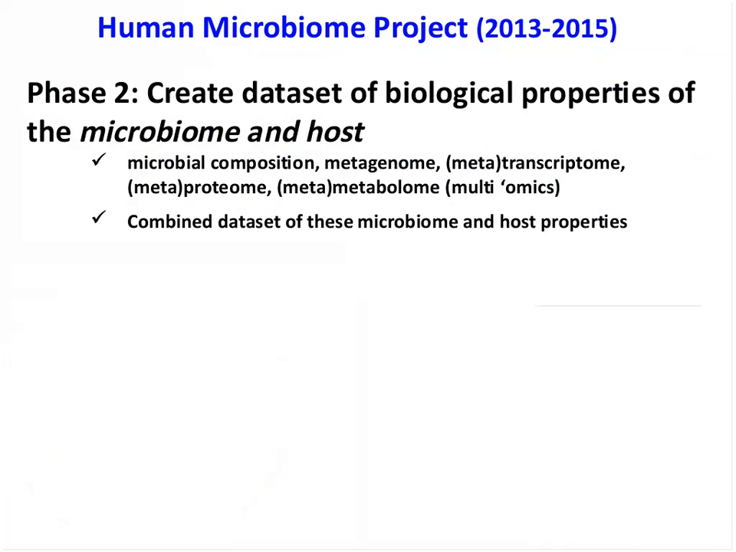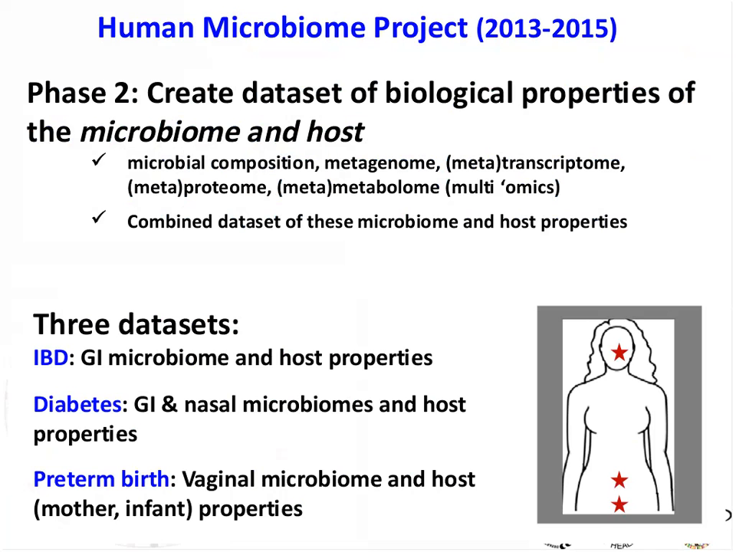And that this combined data set of microbiome and host properties would be the product of this second phase of HMP. The goal being, and I just showed up these 3 data sets, we ran the RFA, we were making awards to 3 projects, one on IBD, one on diabetes, and one on preterm birth.